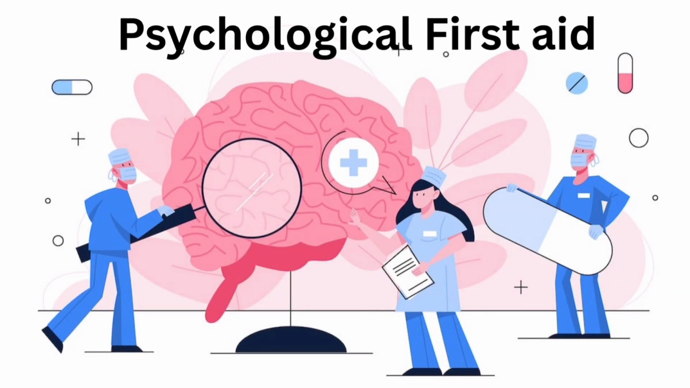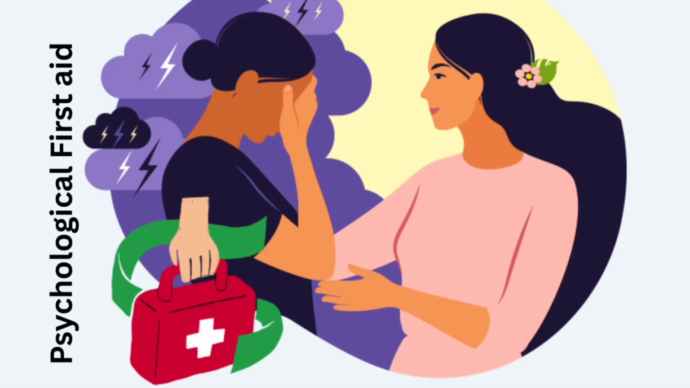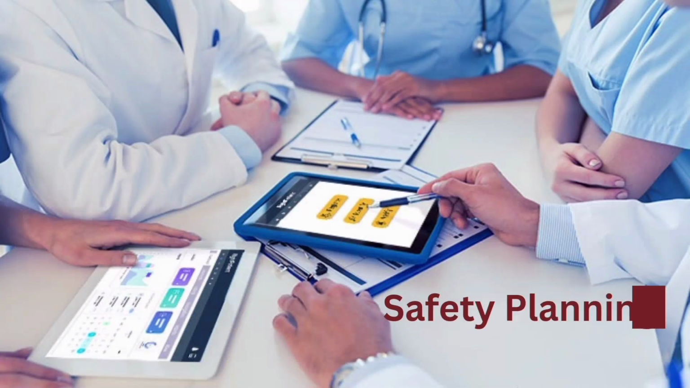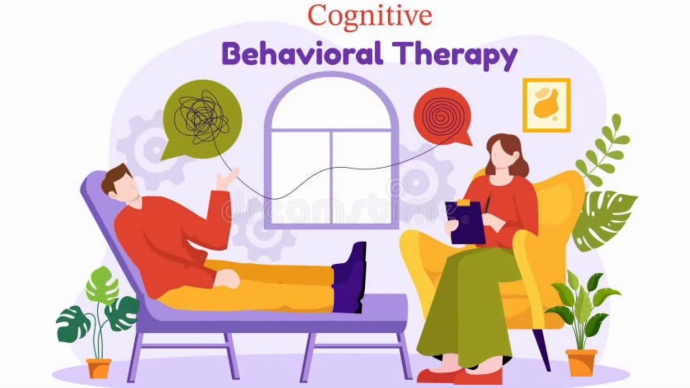The nurse listens to the patient calmly, gives the correct information and connects them to needed services. S for safety planning. In safety planning, we identify triggers, warning signs and make step-by-step actions the person can follow if they feel unsafe. Next, C for cognitive behavior therapy. It means changing negative thoughts to positive, realistic thoughts during the crisis.